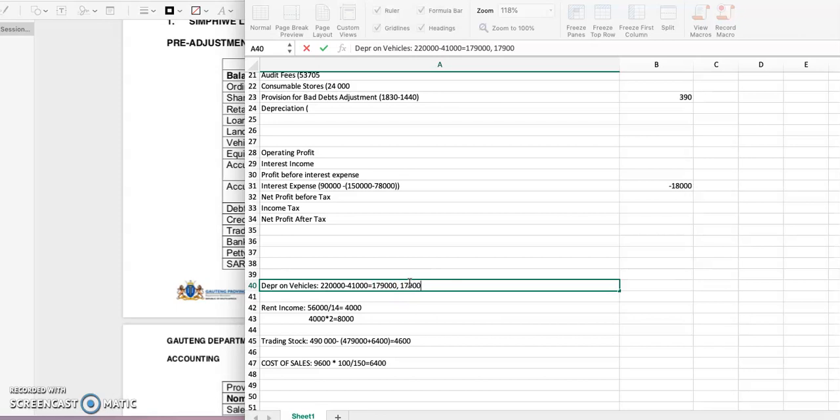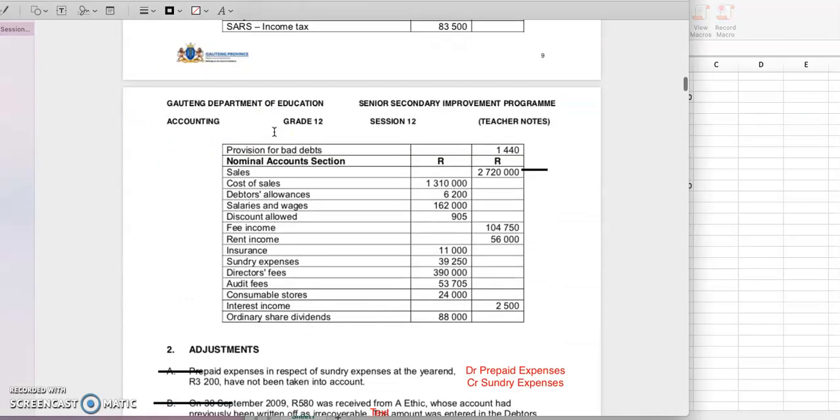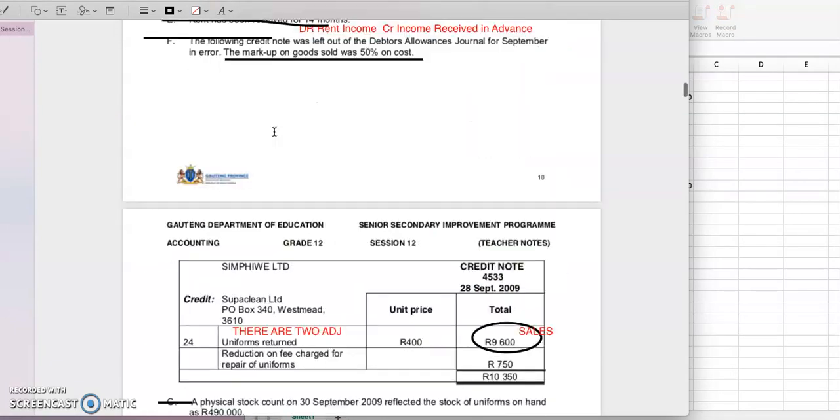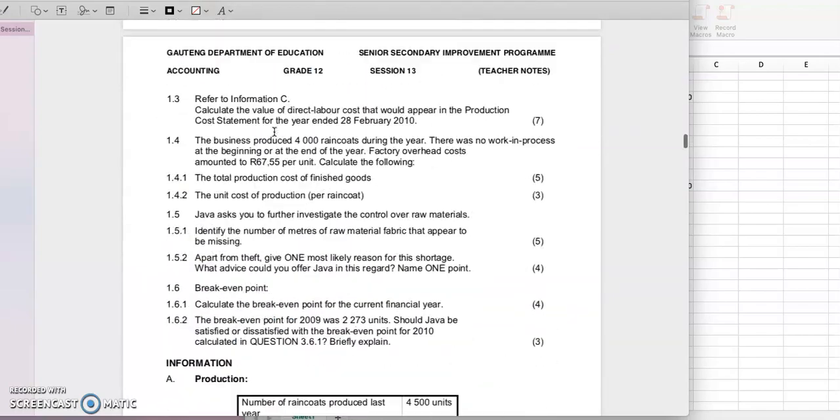So 179,000 times 20%. And this should give us our depreciation on vehicles. The amount is 35,800. If you have the memo, I'm going to write that in here. If you have the memo for this, the answer sheet for this income statement in the booklet, they have the incorrect amount. Let me find it for you.